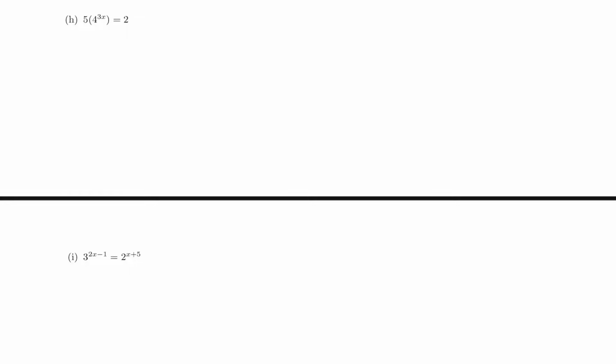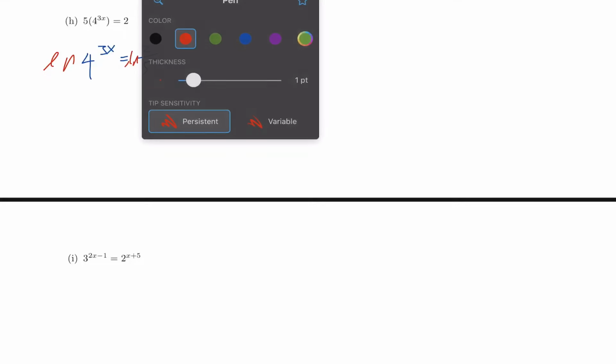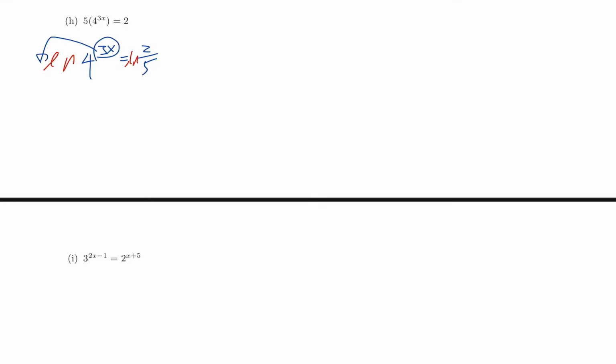Now 5 times 4 to the 3x power equals 2. Okay. So similarly, if we have an exponential expression, we want to isolate the exponential term on one side. So I'm going to divide by 5 on both sides first. Then now we're ready to take the natural log of both sides. ln 4, ln of this. What that allows us to do is bring this 3x down as a factor. So I have 3x times ln 4 equals ln of 2 over 5.